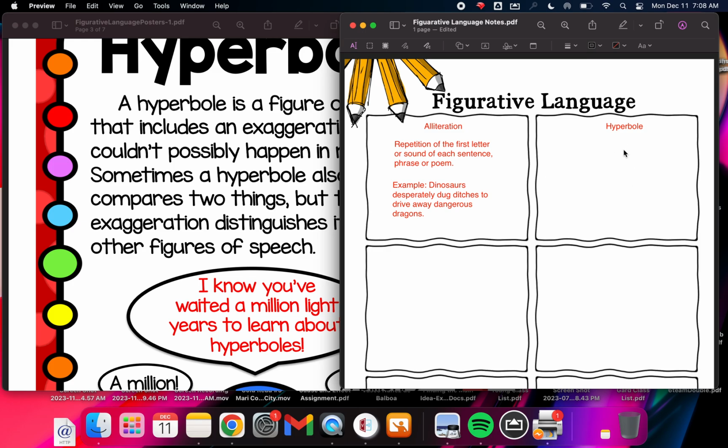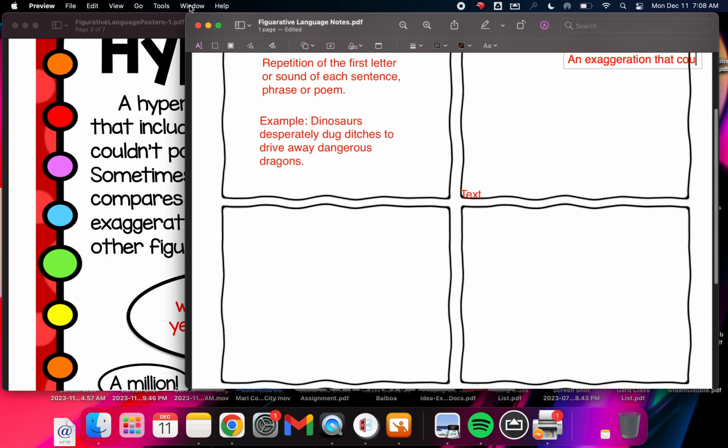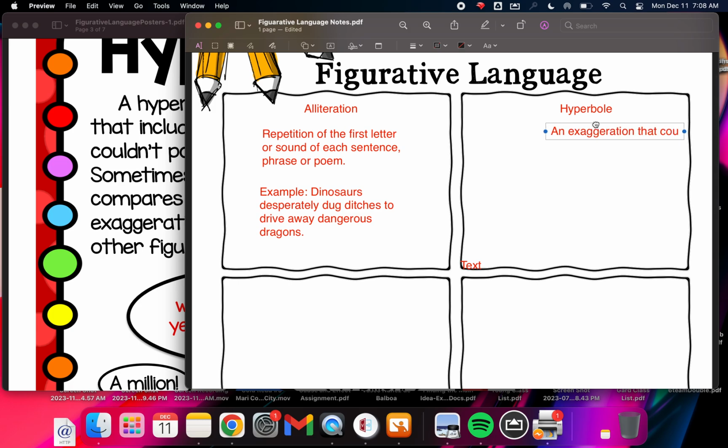Okay, so I'm going to add a new text box. So underneath hyperbole, I'm going to write the... Oh, I had two up there, didn't I? Okay, so I'm going to write the definition. I'm not going to write everything. So I'm just going to put an exaggeration that couldn't... Oh, I'm going to move this. I'm going to make this a little bit bigger. So an exaggeration that couldn't possibly happen in real life.